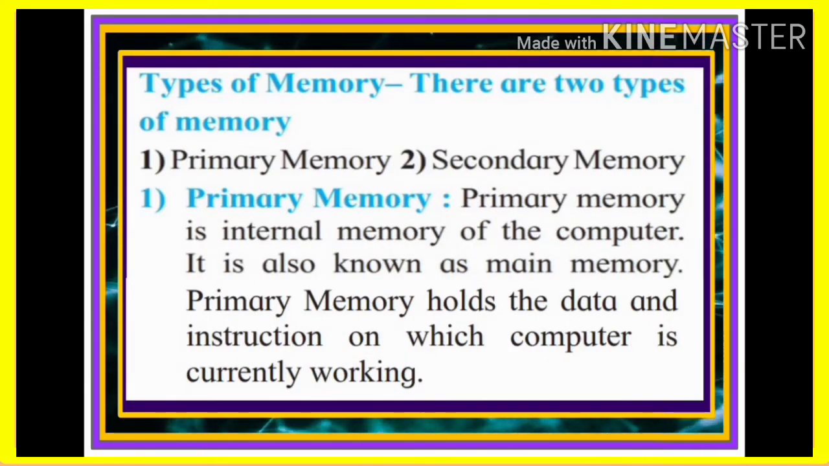Types of memory. There are two types of memory. First is primary memory and second is secondary memory. Primary memory is the internal memory of the computer system. It is also known as main memory. Primary memory holds the data and instructions on which the computer is currently working. So primary memory is also referred to as internal memory or main memory. When the user enters something into the computer, it goes to the primary memory.